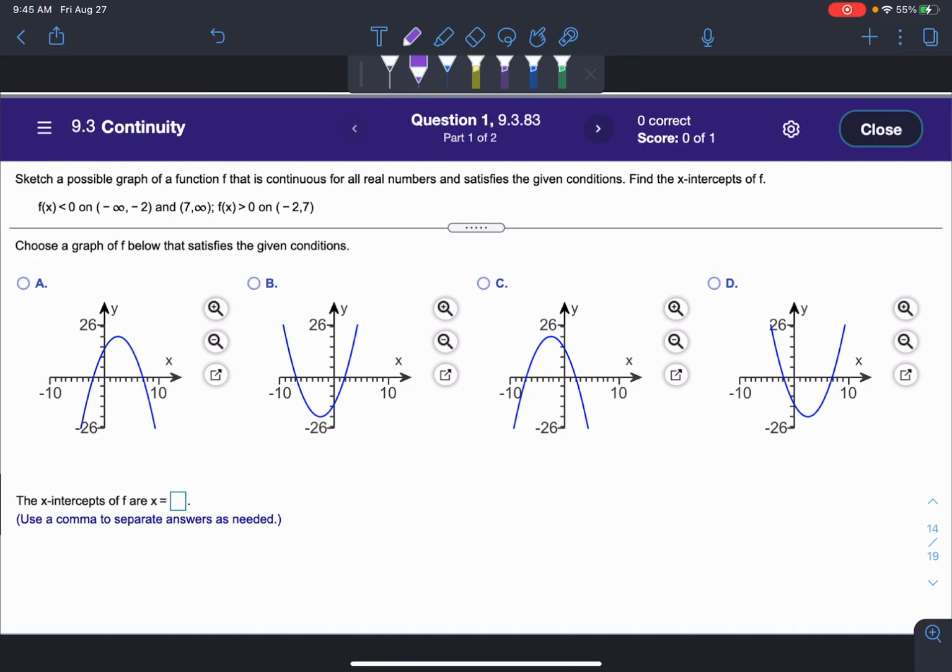Okay, so sketch a possible graph. So we have this kind of information where f of x is less than 0. Remember, this translates to negative. All right, and we also know where f of x is greater than 0, and so this would be positive. So let's see which graph corresponds to these conditions.